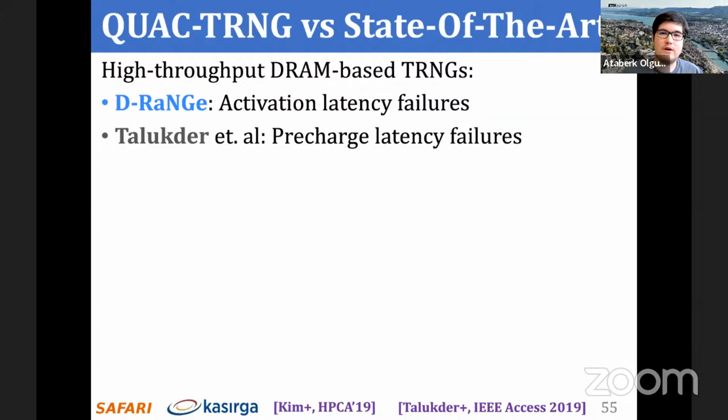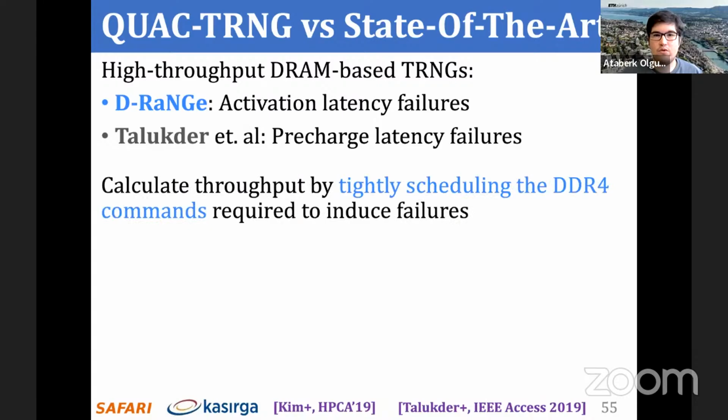Finally, we compare QUAC-TRNG's throughput against 2 of the high throughput state-of-the-art DRAM-based true random number generators, D-RaNGe and Talukder's mechanism. We calculate both D-RaNGe and Talukder's mechanisms' throughput by tightly scheduling the DDR4 commands required to induce timing failures. We augment both mechanisms by exploiting bank group level parallelism and by using RowClone to bulk initialize DRAM rows.